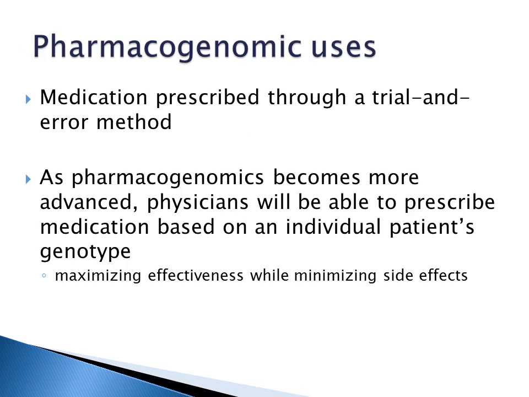Currently, physicians prescribe medication through a trial and error method of matching patients with the right drugs. So if the prescribed medicine doesn't work for the patient the first time, the physician will try a different drug or dosage and repeat this process until the patient improves. So as pharmacogenomics becomes more advanced, physicians may eventually be able to prescribe medication based on the individual patient's genotype, which will maximize the effectiveness and minimize side effects.